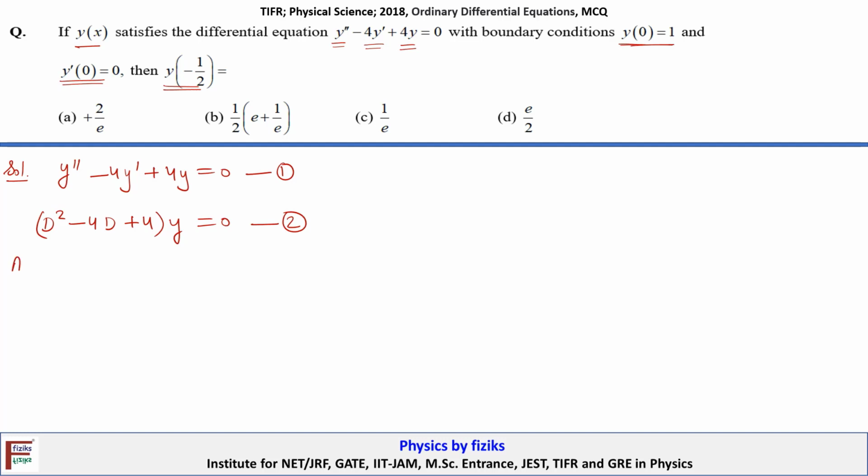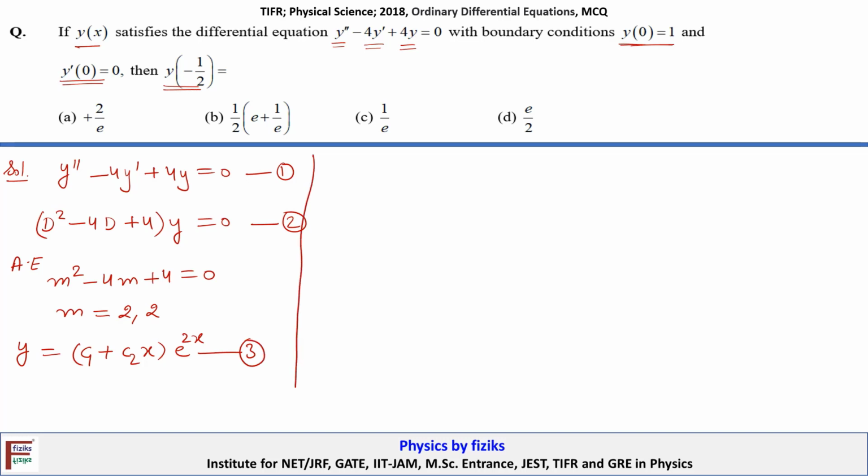Now from here we can obtain the auxiliary equation by substituting D = m and equating to 0. We can write it as m squared - 4m + 4 = 0, and from here we obtain m = 2 and 2, which are repeated roots. Therefore the solution of this differential equation can be written as y = (c1 + c2 x) e to the power 2x. This is the general solution of the given differential equation.